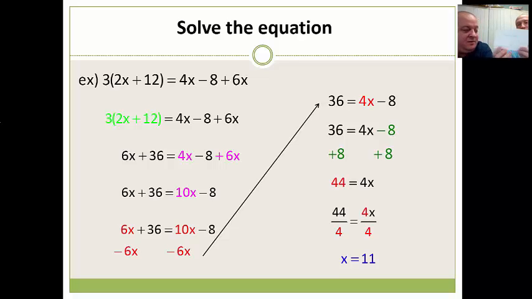So we would get something like this. Now, hopefully you can see that. You get negative 4x on the left side, and then you'd have negative 44 end up being on the right side. And when you divide both sides by negative 4, you still get positive 11.